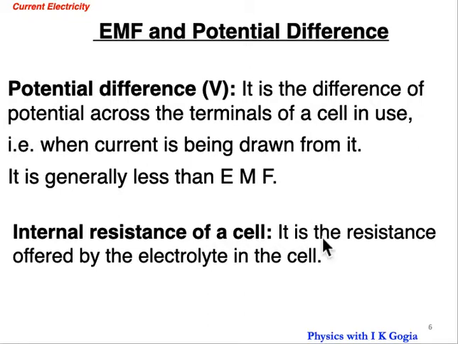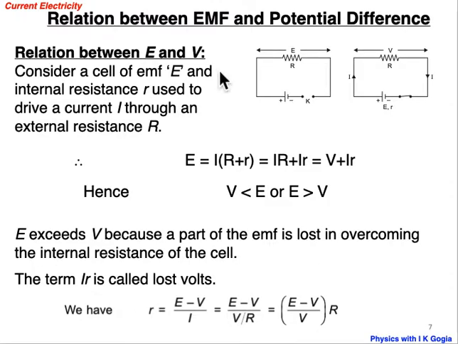Internal resistance is the resistance offered by the electrolyte in the cell. Every cell has an electrolyte, and because it changes chemical energy to electrical energy, the resistance offered by the solution that we have in the cell is the internal resistance. We generally denote it by small r. Now let's see a relation between EMF and the potential difference.